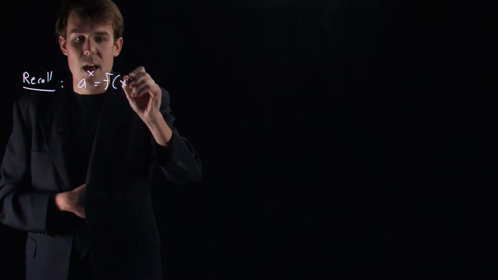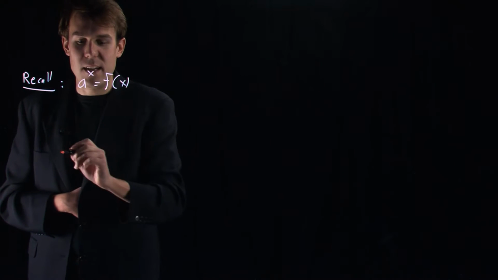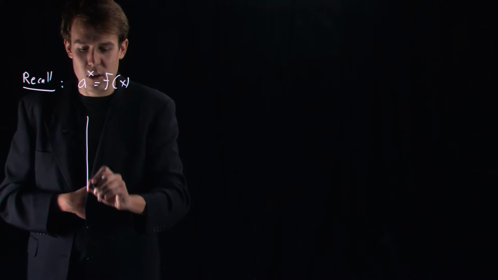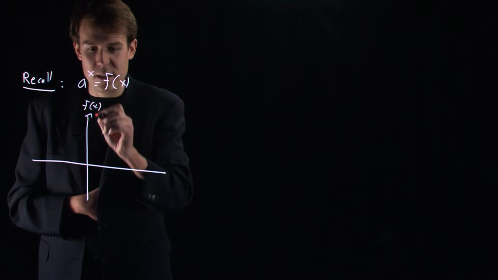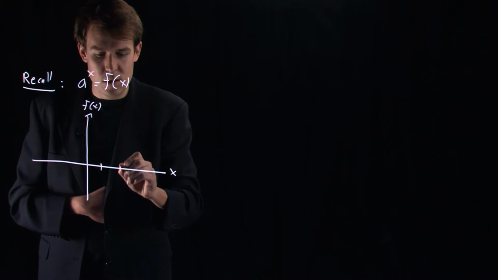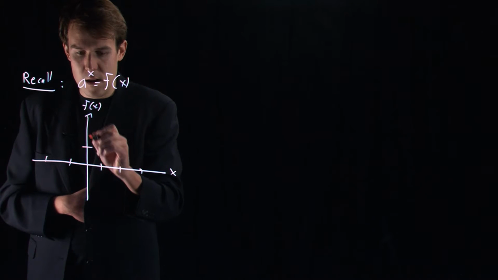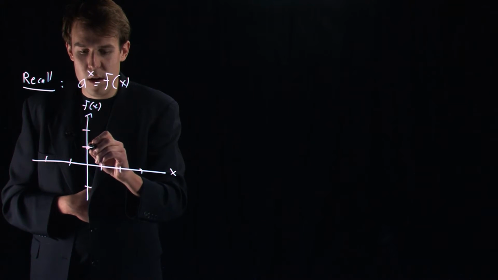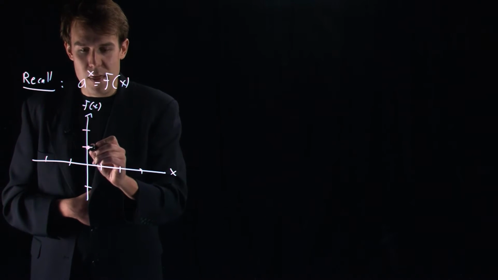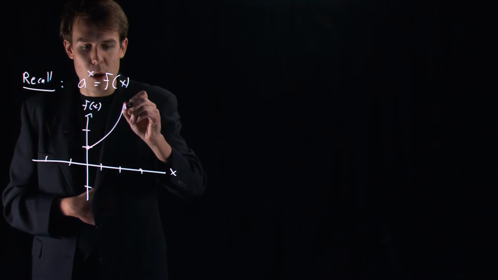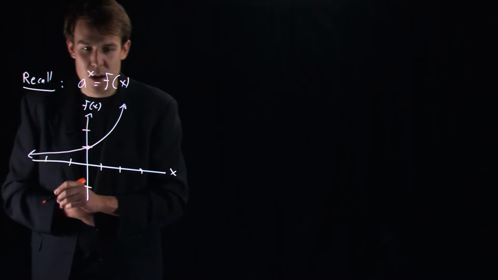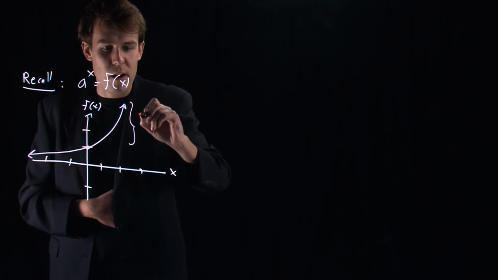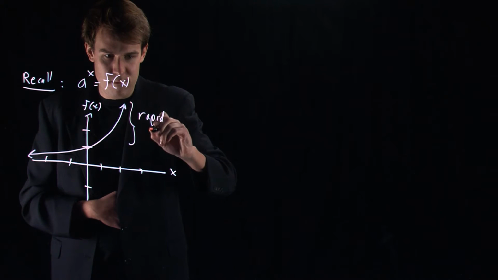The function, if I call f of x a to the x, then what does this look like? So I have my output f of x here, my input x. So I know at 0, my value is 1, and then I blow up very rapidly this way, and I decay towards 0 this way. So you can see that this is really characterized by rapid growth.